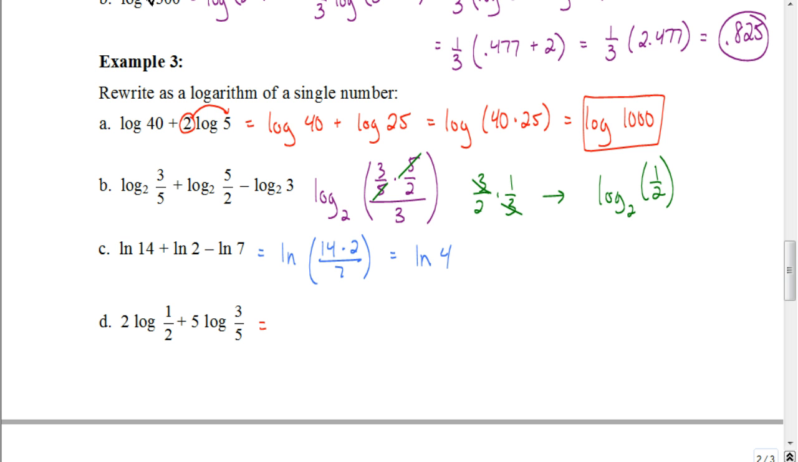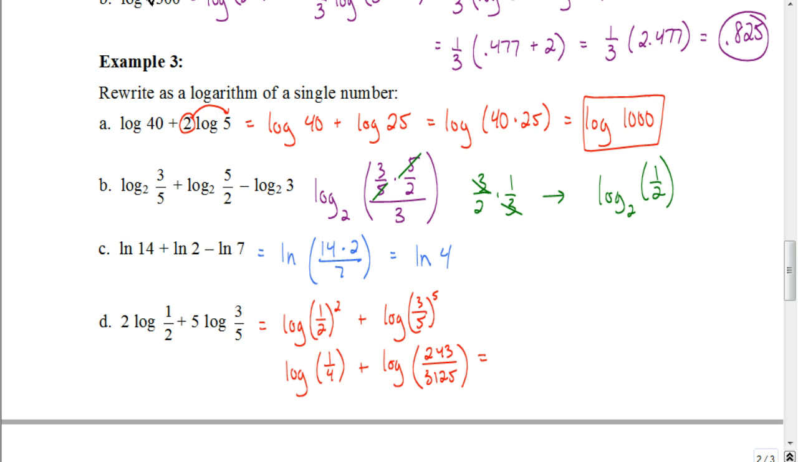Okay, so now let's look at the next one. This 2, remember, is going to be an exponent for the 1/2. This 5 is going to be an exponent for the 3/5. But that does not mean that we're taking 1/2 times 2. Hopefully you didn't make that mistake. And 3/5 times 5. That's what the publishers were hoping that you'd make, but hopefully you avoided that mistake and wrote it like this. Because 1/2 squared would be 1/4, and 3/5 to the 5th power, you're going to need some help with the calculator on that one, would be 243 over 3,125. And again, leave these as fractions.